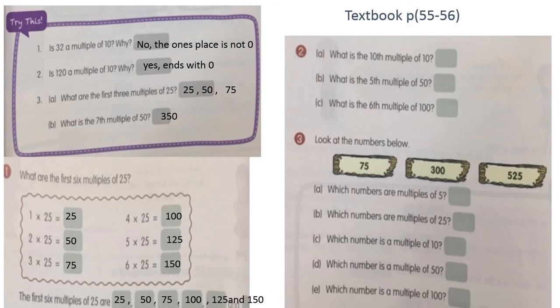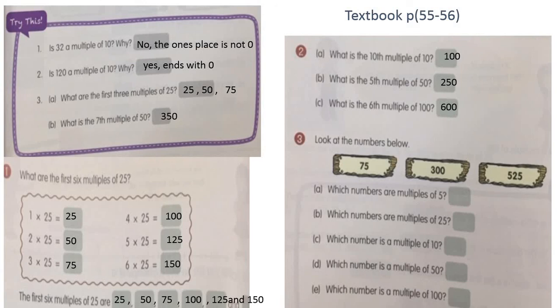Now take a look at number 2. What is the 10th multiple of 10? Do you know what's the meaning of 10th multiple of 10? That means if you multiply it 10 times, or you say 10 times 10 equals 100. What is the 5th multiple? 5th multiple means repeated 5 times, so 5 times 50 equals 250. And what is the 6th, which is 6 times 100, which is 600. You move the zeros and you multiply the 6.